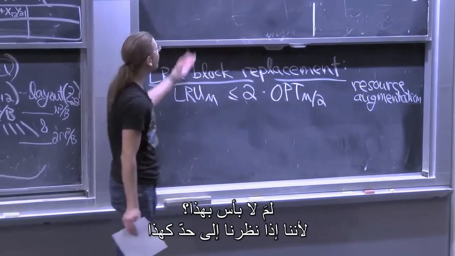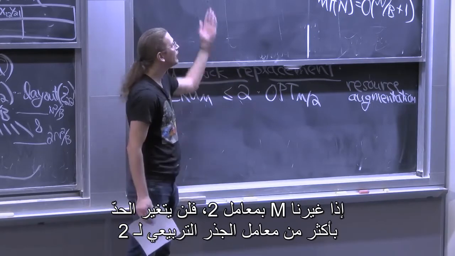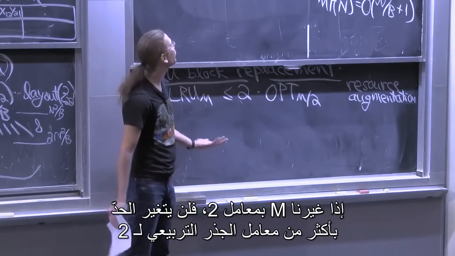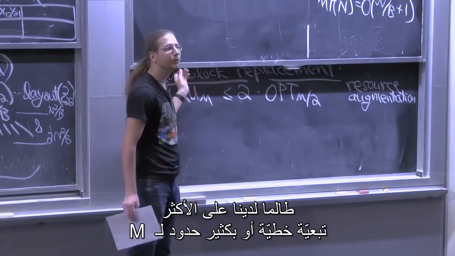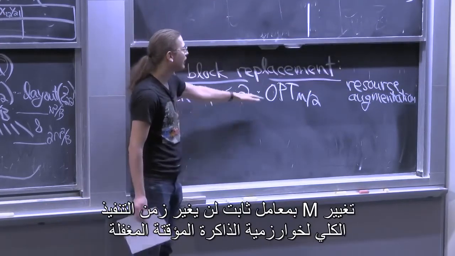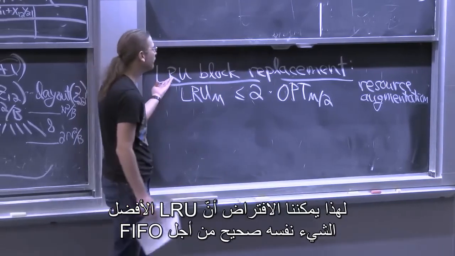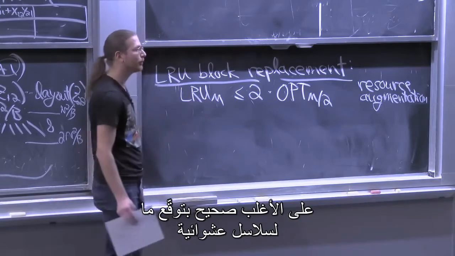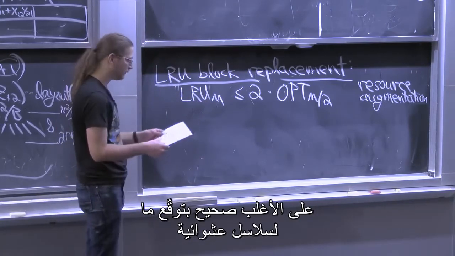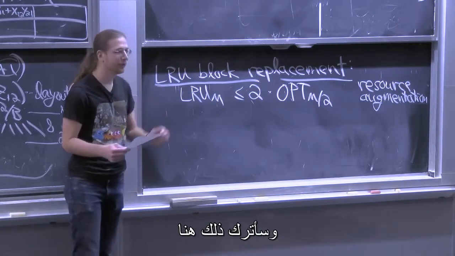Why is this okay? Because if you look at a bound like this, if you change M by a factor of 2, it will not change the bound by more than a factor of square root of 2. So as long as you have at most, say, a linear or polynomial dependence on M, changing M by a constant factor will not change the overall running time of the cache oblivious algorithm. This is why we can assume it's LRU. The same is true for FIFO. It's probably true in expectation for random sequences. And I will leave it at that.